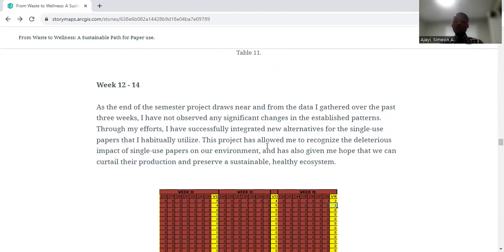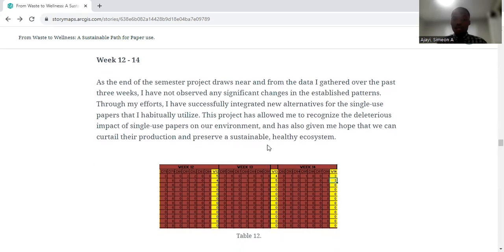This project has allowed me to recognize the deleterious impact of single-use papers on our environment, and has also given me hope that I can curtail, and in general, we can curtail their production and preserve a sustainable ecosystem.